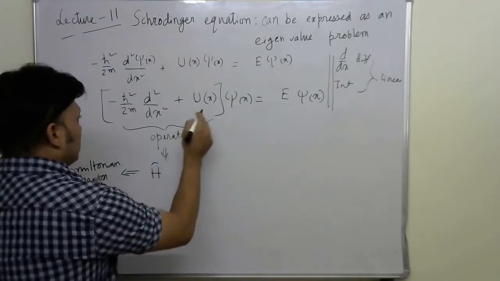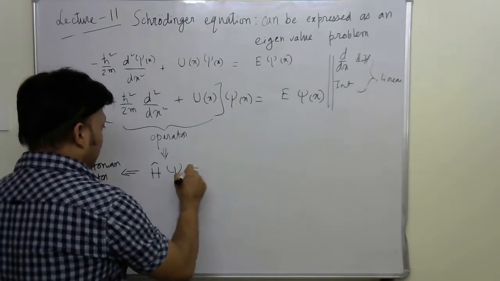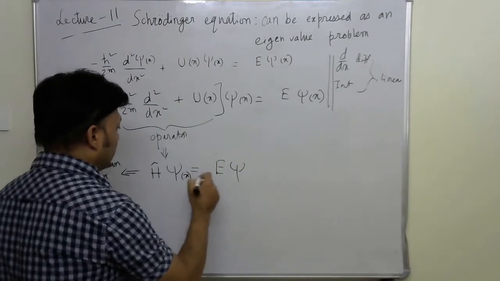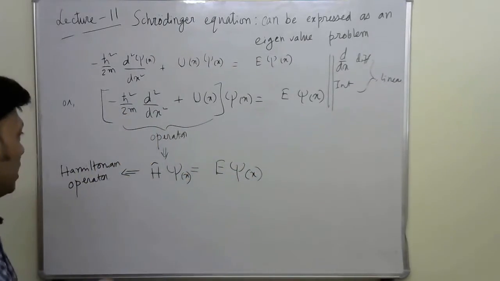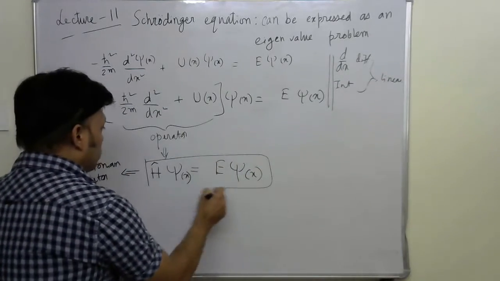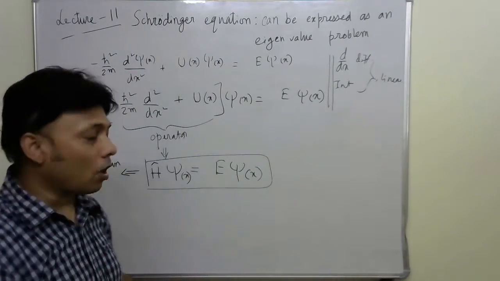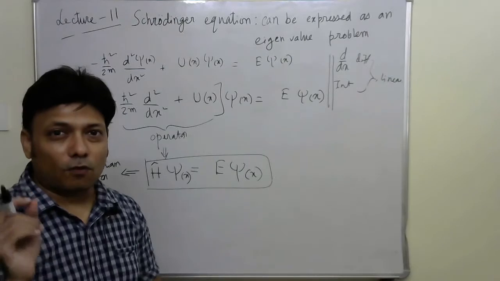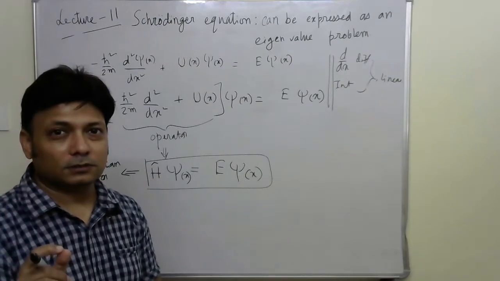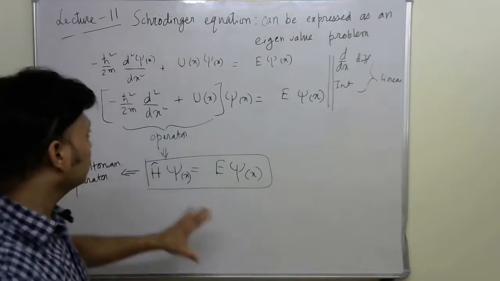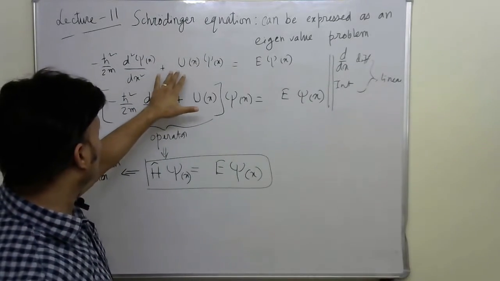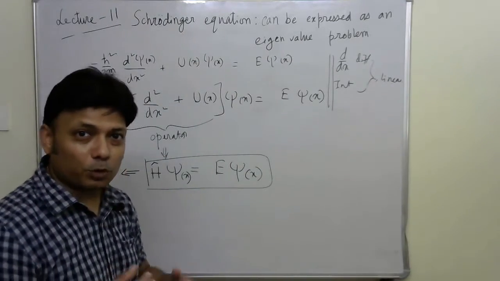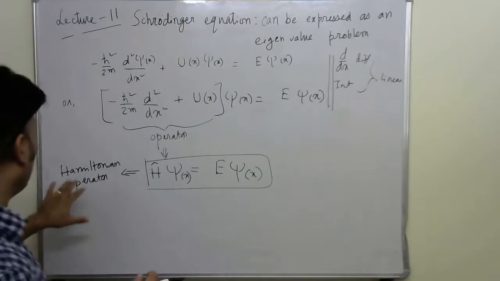The same equation can be represented as H operating on psi and giving me E of psi, or in other words H psi of x is equal to E psi of x. This is also known as an alternate statement of Schrodinger's time independent equation for a particle that may or may not have any potential energy, because let me tell you why.